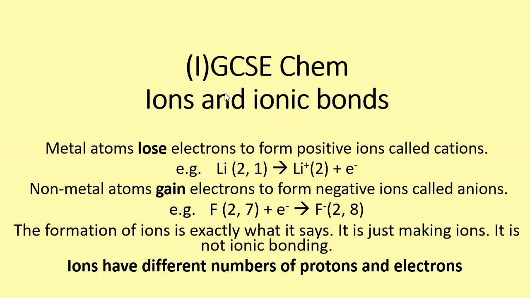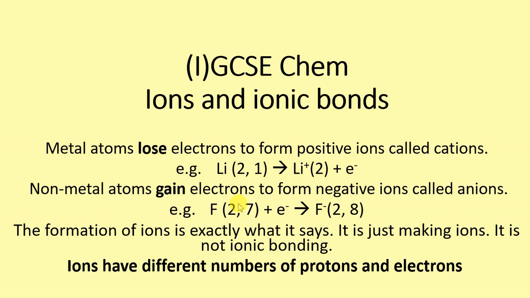Okay, so in this video, we're going to look at ions and ionic bonds. The two terms have very different meanings. First off, metal atoms lose electrons to form positive ions, and we call these cations. I once knew someone who used to remember this by saying cats are positive, whatever works.